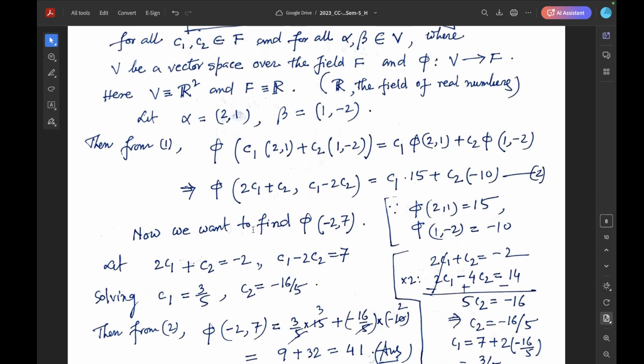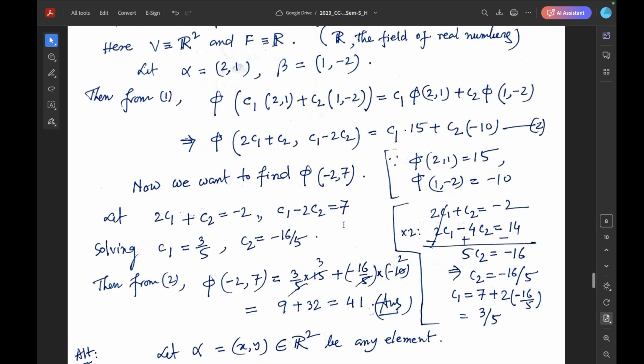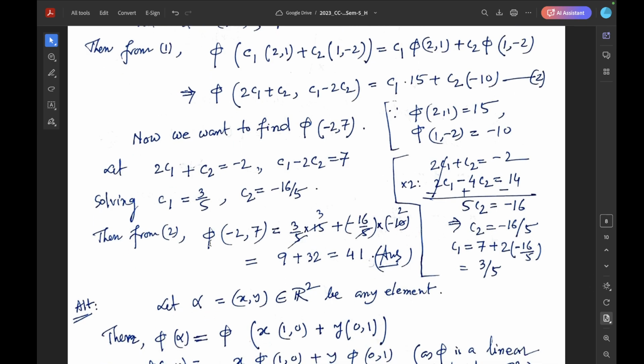Now we want to find phi(minus 2, 7). So 2c1 plus c2 equals minus 2 and c1 minus 2c2 equals 7. Solving this, c1 equals 3 by 5, c2 equals minus 16 by 5, and then putting these values of c1 and c2, after simplification we get 41.